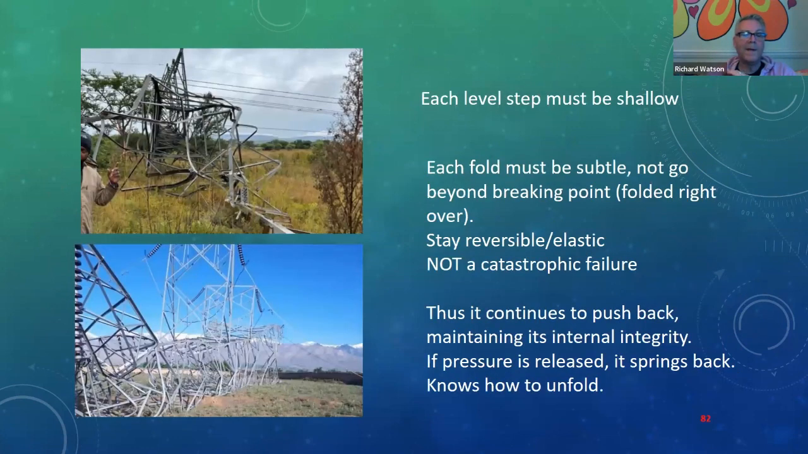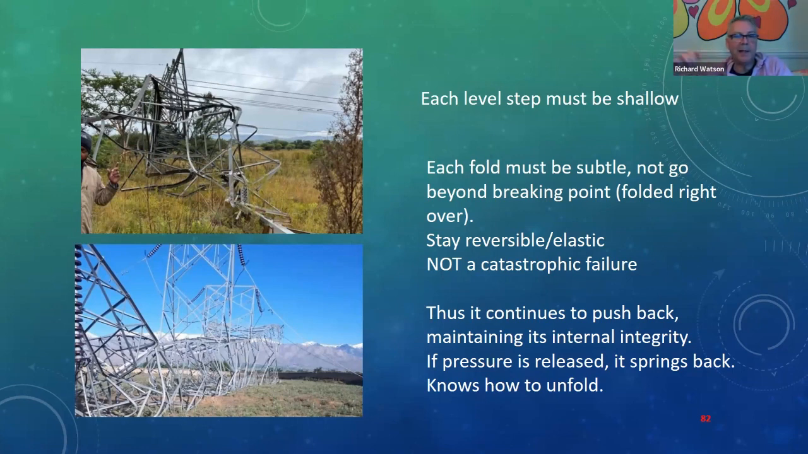Well, when it fails, it's because you have a catastrophic failure, a fold which doesn't keep its bounce. Each level needs to be a shallow change. Like, you can do induction of an XOR function, but when you do induction of a really deep function just by pushing on the outside, you get a catastrophic failure. Each fold needs to be subtle, to not go beyond its breaking point and fold right over, so that it stays reversible and elastic and you don't get a catastrophic failure. And thus, it continues to push back.